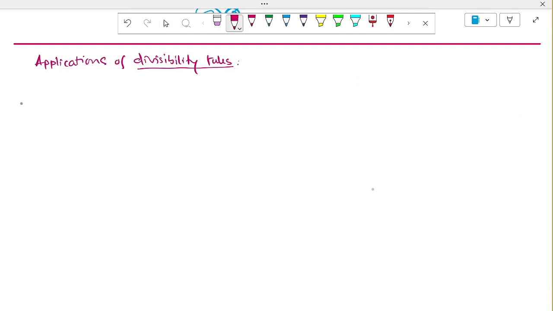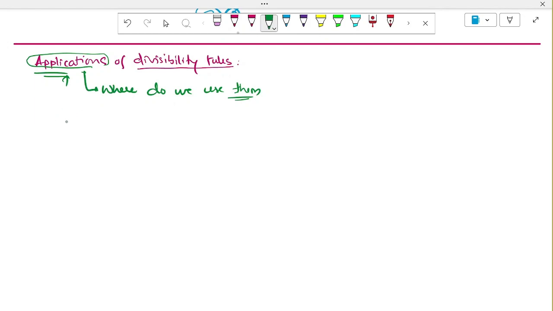Okay, we'll start with the applications of divisibility rules. Now if you come to the applications, meaning where we are using these divisibility rules, where do we use them? Where do we use something that is called an application? Let me give you a simple question, and you will understand.